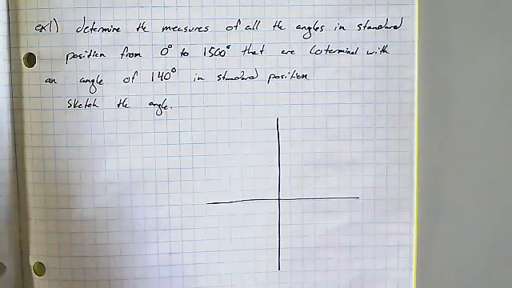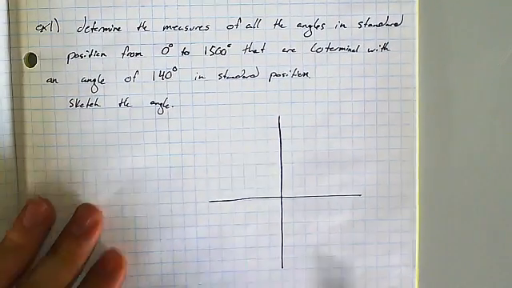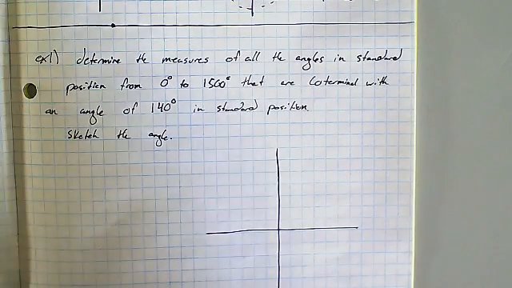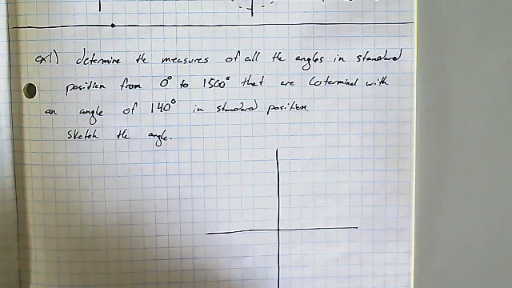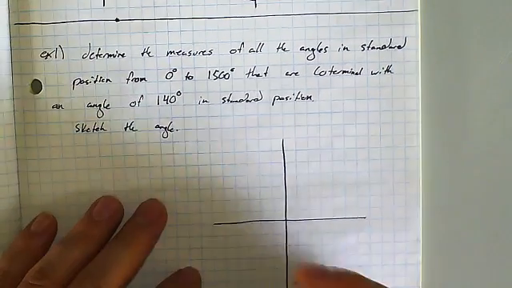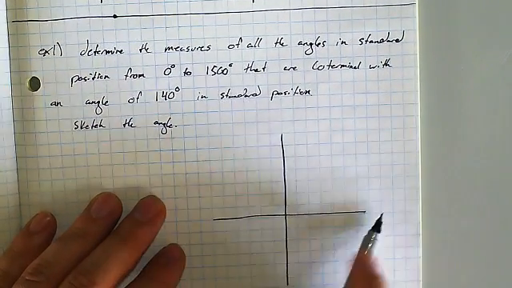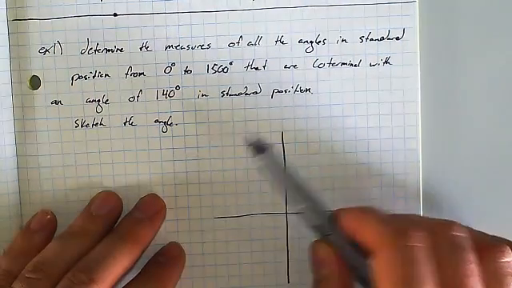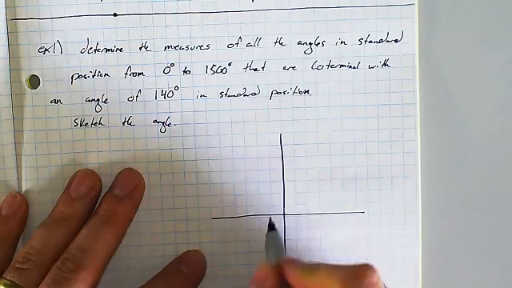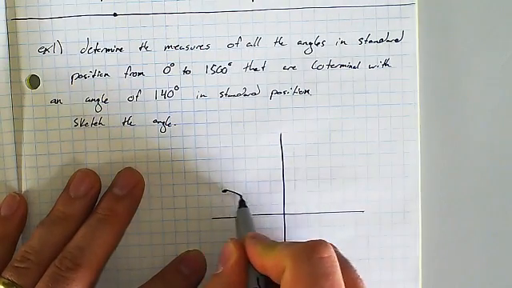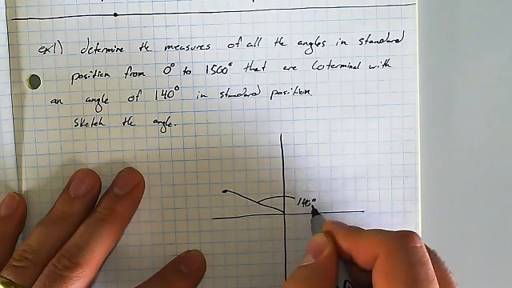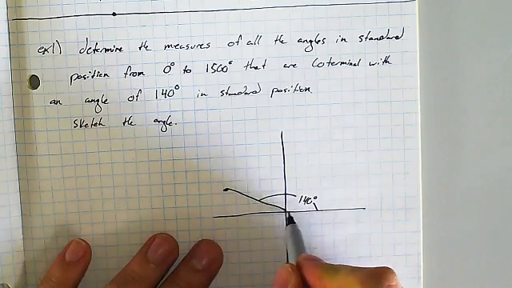Sometimes you're going to be asked to determine or measure all the different angles in standard position within a given range. In our case, you're going from 0 degrees to 1500 degrees that are coterminal, or share the same arm as an angle of, in our case, 140 degrees in standard position. So the first thing you want to do is sketch out the angle you're given, 140 degrees. We know that 0 to 90, 90 to 180, so we're going to be in quadrant 2, and 140 is approximately that angle there, like so.